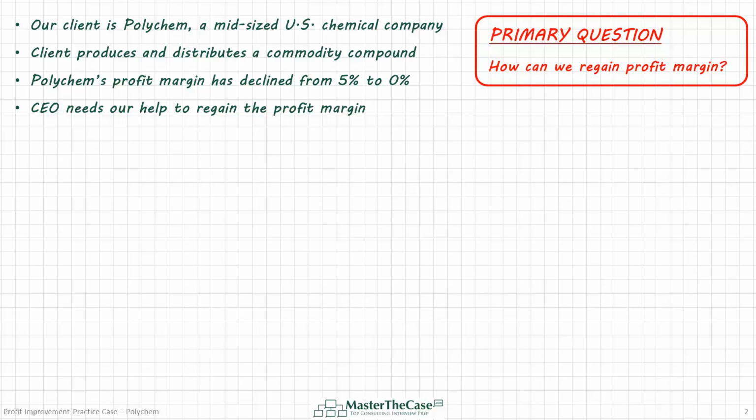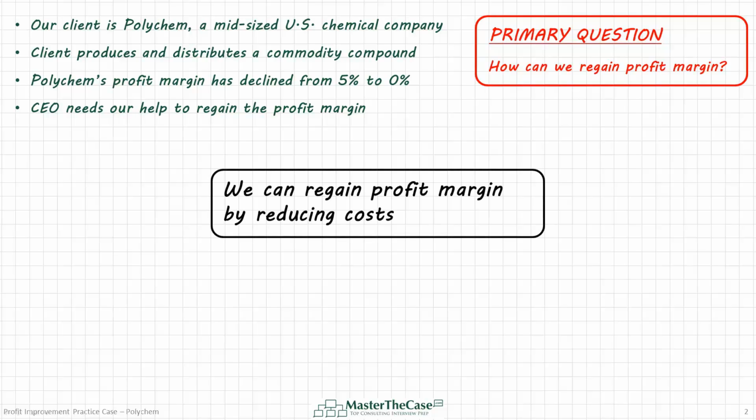Thanks for the time. I'm ready. In order to answer the primary question, my initial hypothesis is that we can regain profit margin by reducing costs. My main rationale is that because the industry demand is stable, it seems unlikely that revenue, the other profit driver, has declined, causing the margin erosion.